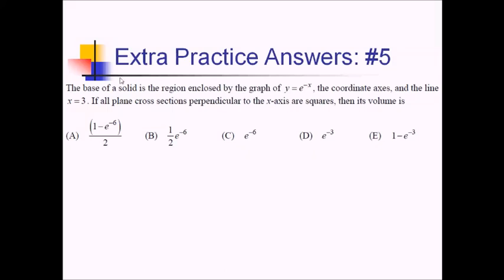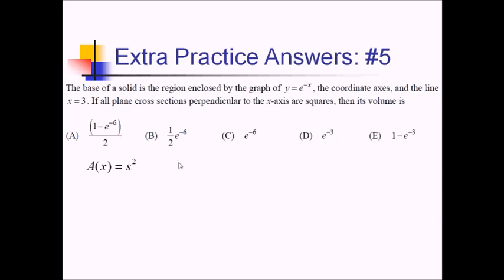For this problem, the base of a solid is the region enclosed by this exponential function, both axes, and this vertical line. If cross-sections perpendicular to the x-axis are squares, what's the volume? So let's start by getting the area formula for our cross-section, our squares. So in general, that's going to be A of x equals s squared. Now let's express this in terms of x.